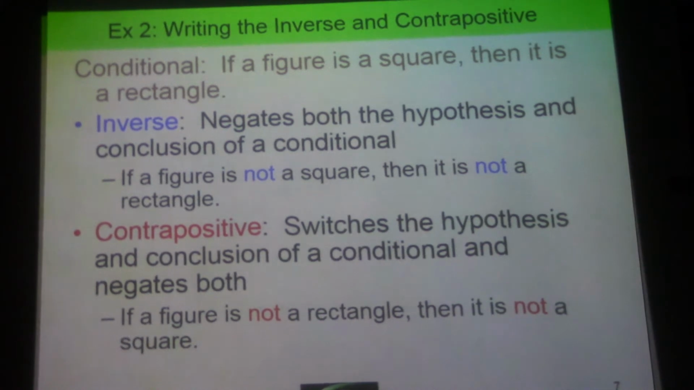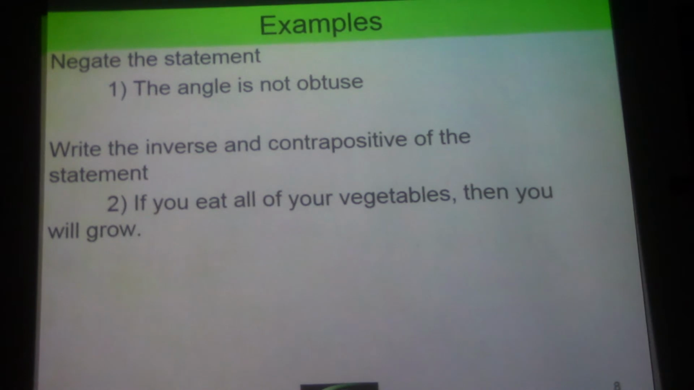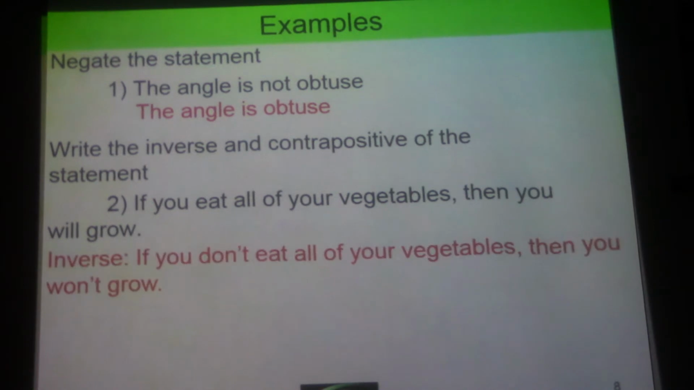So again, we switch the hypothesis and the conclusion, and we negate both of them. So we'll go through an example of each one of those. We'll go through an example of negating. So the angle is not obtuse. We'd say the angle is obtuse. We write the inverse of it. So the inverse would just be negating. If you eat all your vegetables, then you will grow. To negate that, we'd say if you don't eat all your vegetables, then you won't grow.